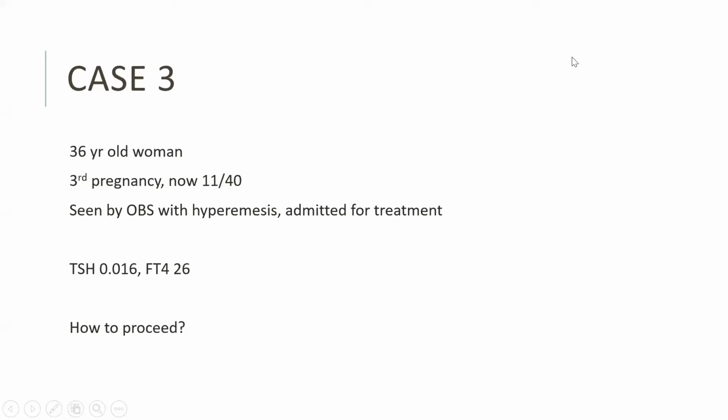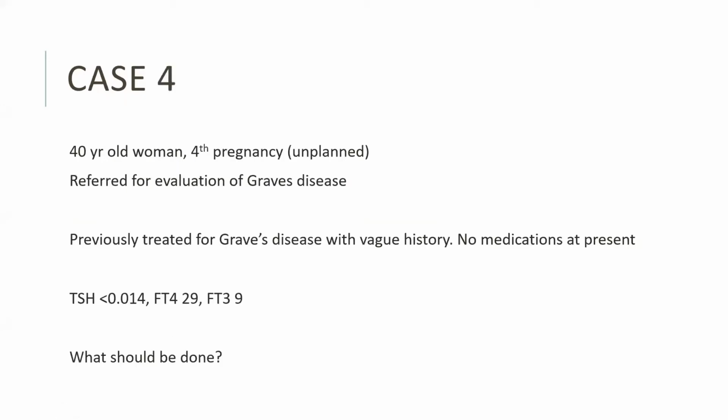Moving on to the next case, case number 4: a 40-year-old woman, 4th pregnancy, which is also unplanned, referred for evaluation of Graves' disease. Previously treated for Graves' disease with vague history, no medications at present. TSH is less than 0.014, FT4 is 29 and FT3 is 9. So what should be done now?